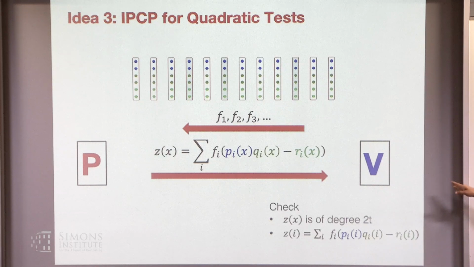Okay, and I'm not going to talk about that, but if you want, come and ask me. It has a similar flavor to this, and it will involve the prover giving another row. Okay, and this is it.